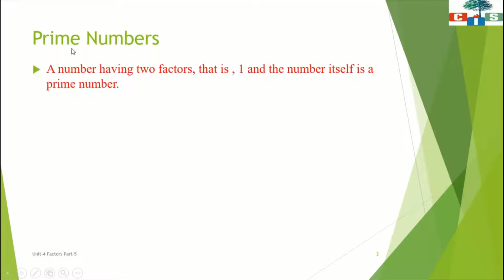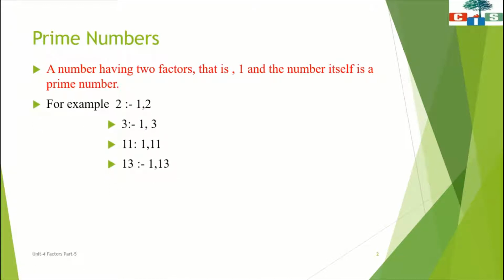So what is a prime number? A number having two factors. A number that has only two factors, that is 1 and the number itself, is called a prime number. We will see a few examples. For example 2, it has only two factors, that is 1 and the number itself, that is 2.